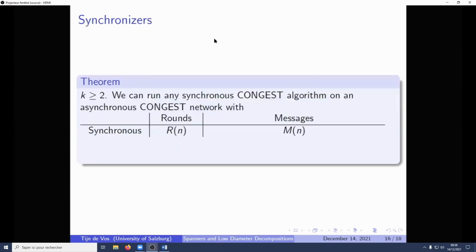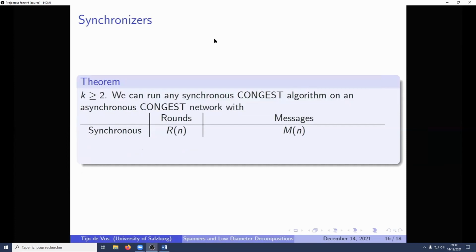All right. There are two other applications of basically the same algorithm. We take the same algorithm, but we output something slightly different. One of them is in synchronizers. The synchronizer's goal is to have a synchronous CONGEST algorithm run on an asynchronous CONGEST network.